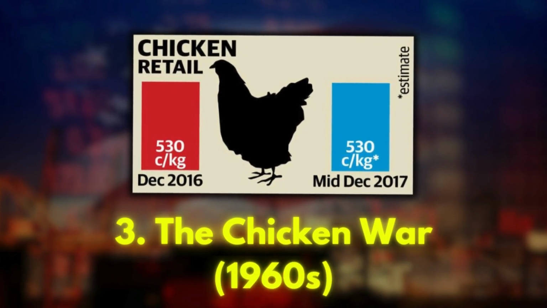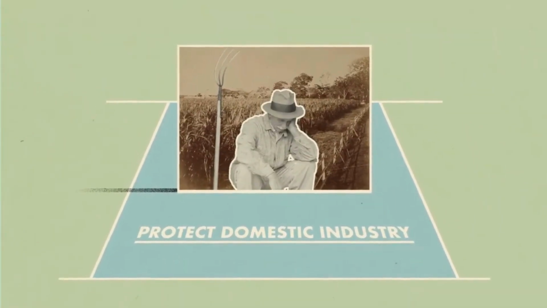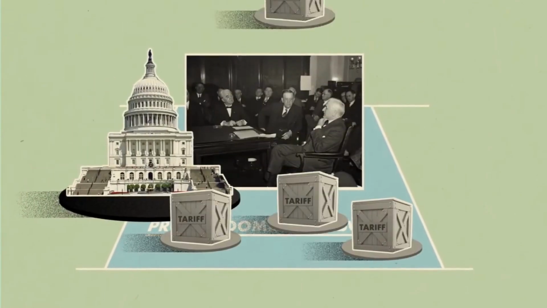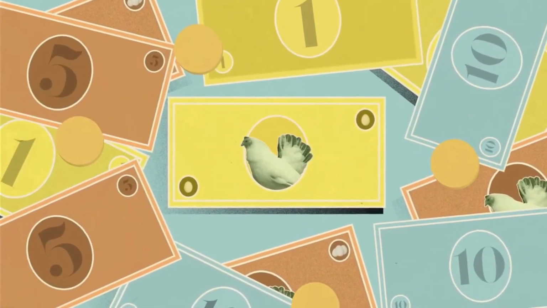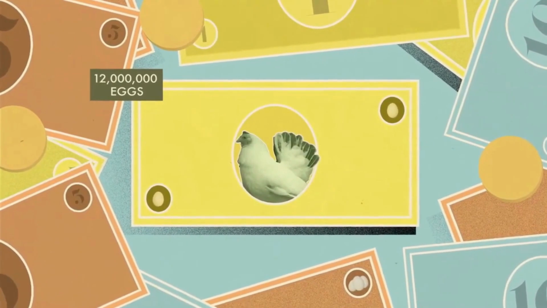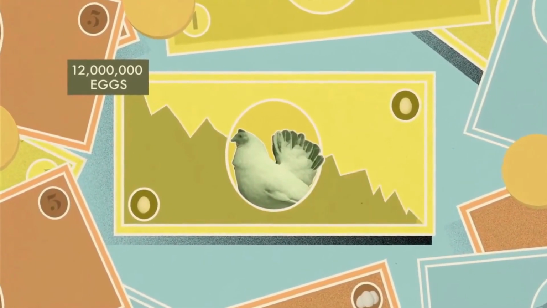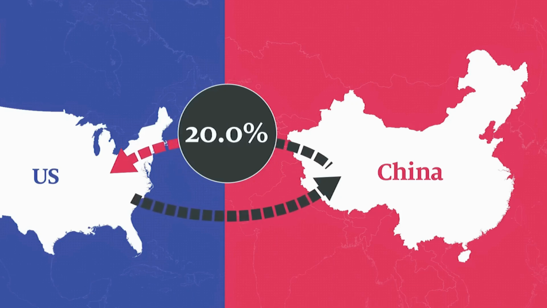3. The Chicken War, 1960s. The 1960s brought another trade conflict, this time between the US and European nations over poultry. Dubbed the Chicken War, it began when European countries imposed tariffs on American chicken imports to protect their domestic markets. In retaliation, the US levied a 25% tariff on European goods, including light trucks.